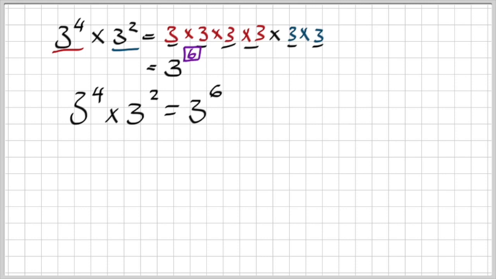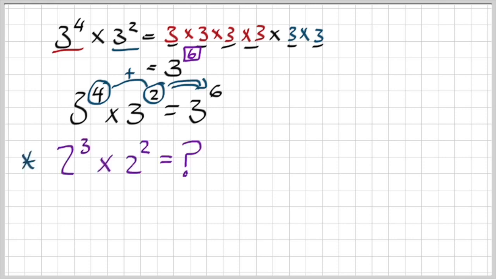What does your spidey sense now tell you? I love to go, what does your spidey sense tell you? Can't I say if I add the 4 and the 2 together, it gives me 6? That's an interesting scenario. Let's try another example to see whether this works. What if I've got 2 to the 3 times 2 to the 2? Without doing anything, what does your spidey sense tell you? It should be 2 to the power of 5. That's what my spidey sense tells me.